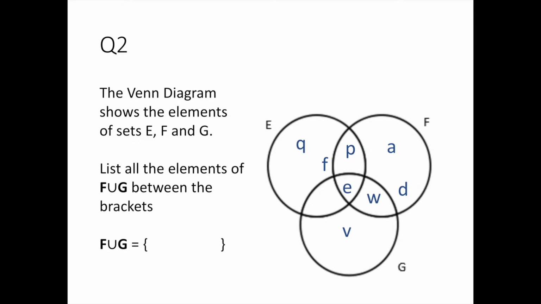Question 2. The Venn diagram shows the elements of sets E, F, and G. List all the elements of F union G between the brackets. You have 1 minute to answer this question.